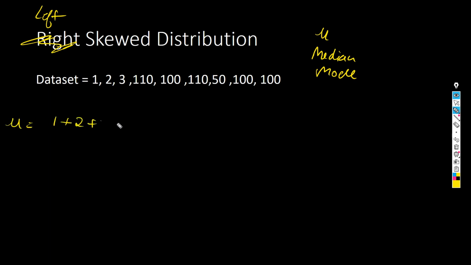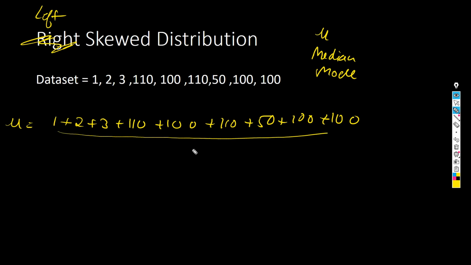So 1 plus 2 plus 3 plus 110 plus 100 plus 110 plus 50 plus 100. Okay, so it should be 100 and 100, right? So it will be divided by 9. So your mean will be around 64, right?